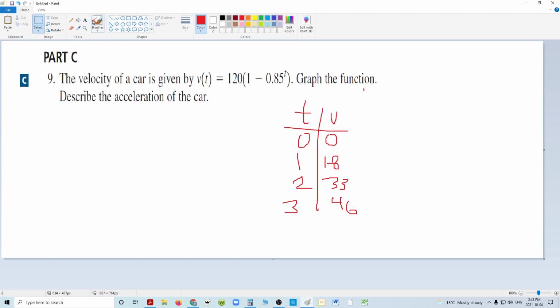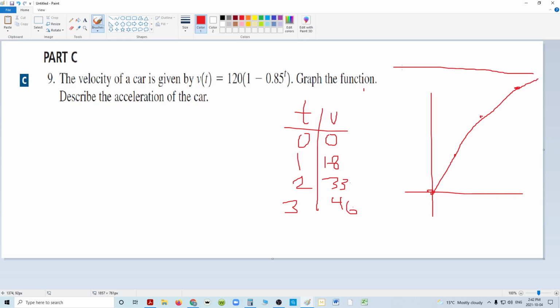it looks like it's slowing down too. So if I'm going to graph it, it's going to go 0, 0, 118, but not quite a double. Like that. It's going to go like that. And it's going to do this, and it's never going to quite reach 120.